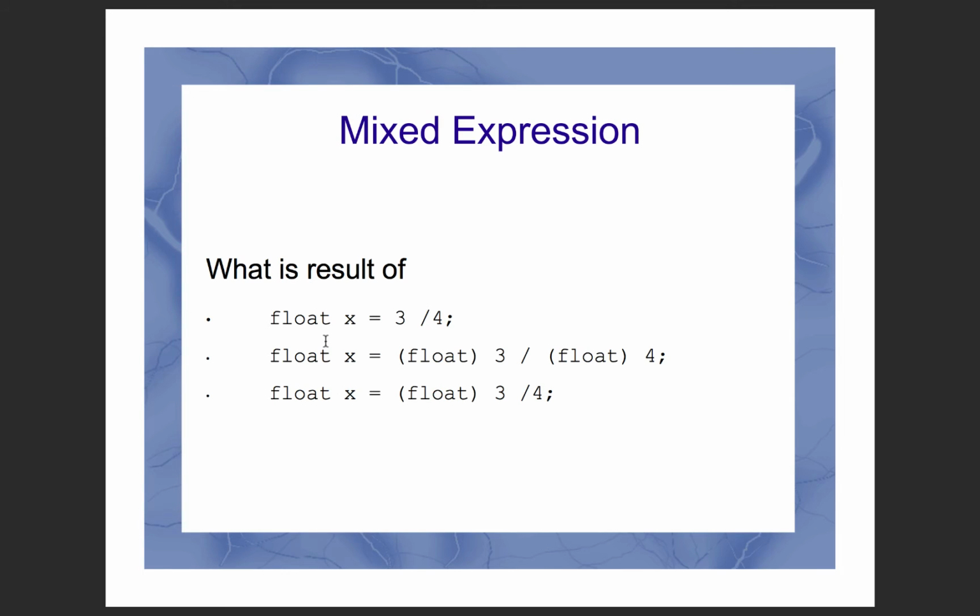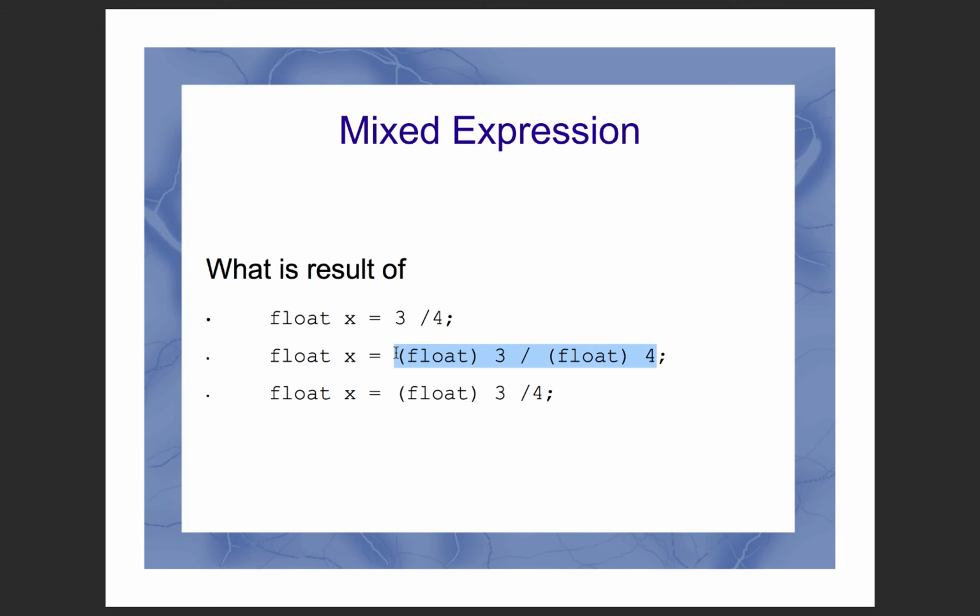Then we can do some upcasting in an explicit way. We are converting integers, say 3 and 4, to float. That is upcasting. We know that float has higher precision than integer. Then after having the float information, we do the arithmetic, and then we assign to the float x.